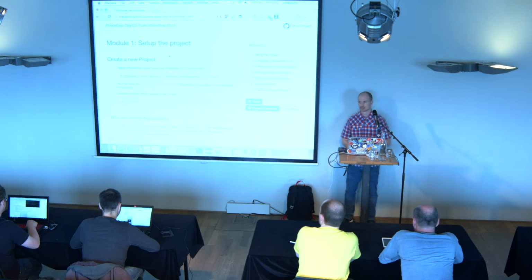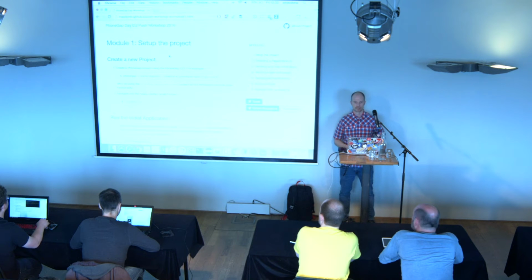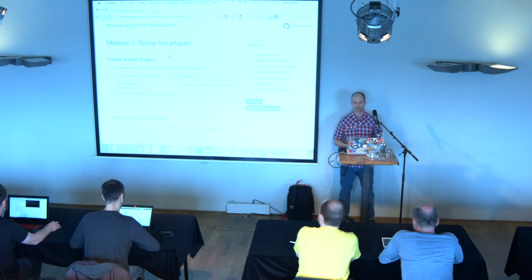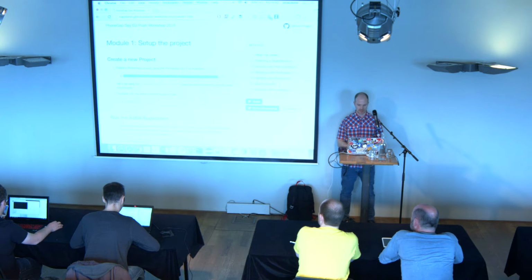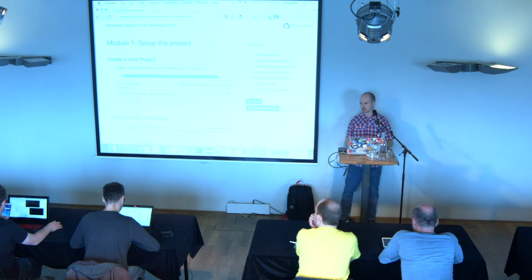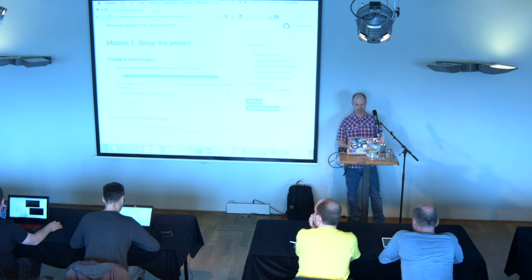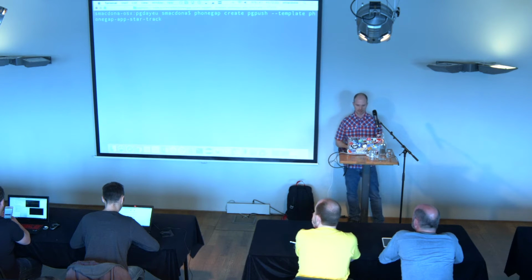All right, so basically the first thing we want to do is to create our new application. So like I said, if you're in Holly's workshop earlier, you can already use that project that you created. But those of you who weren't, if you just copy this line, which is PhoneGap create PG push, that is just the name of the application. And in this case, we're using a template. And the PhoneGap app Star Track is an NPM template, and it's also available on GitHub. So if we just copy that line and go ahead and create the new application.